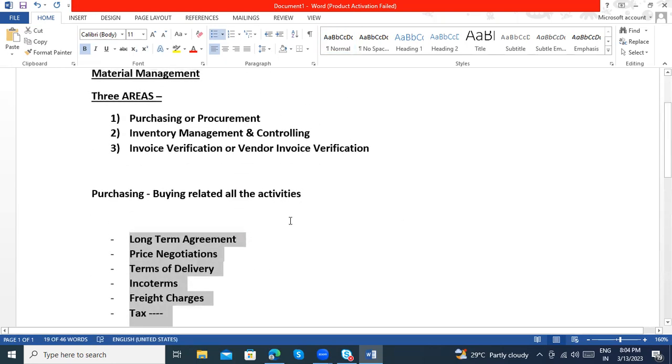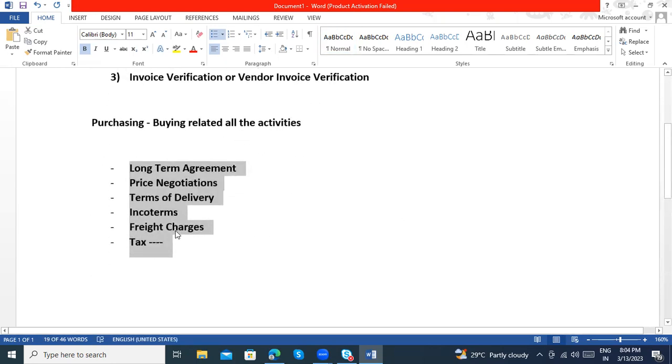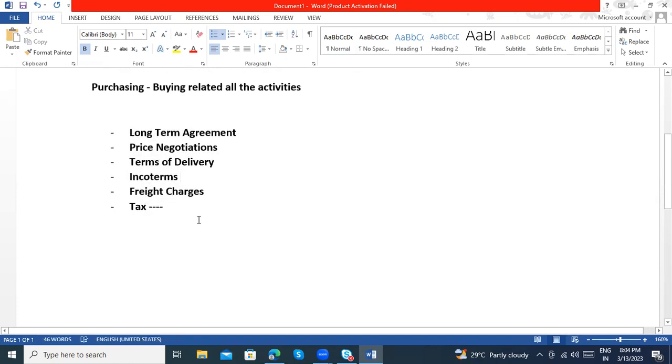Okay. So here we're talking about topics like agreements and price negotiations, terms of delivery, Incoterms and price. Majorly it is the price. The best one is price and long-term agreements. So these two are very important. And then the terms of delivery and Incoterms.